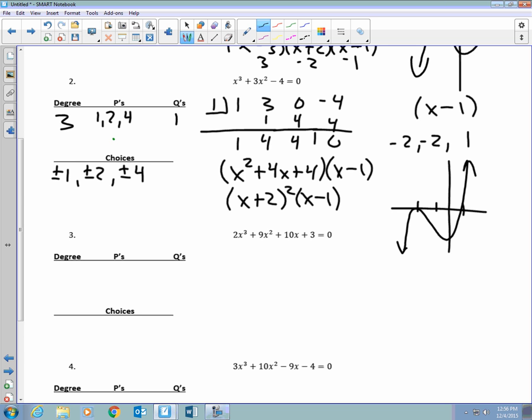So all of a sudden, learning to graph some of these things and find their solutions is not that big of a deal. You can do it pretty quickly, pretty efficiently, pretty effectively. Rational Roots theorem, amazing. Almost seems like magic, doesn't it?